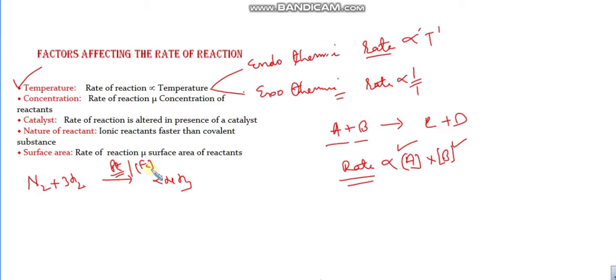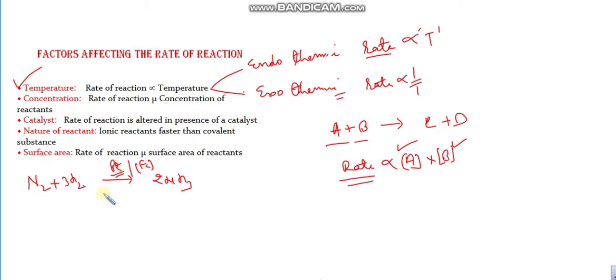And nature of reactants: some reactants are ionic. When reactants are ionic, the reaction is fast. When the reactants are covalent, it is slower. It is not common for all types of reactants, but generally it has been observed. And surface area, a very important point.